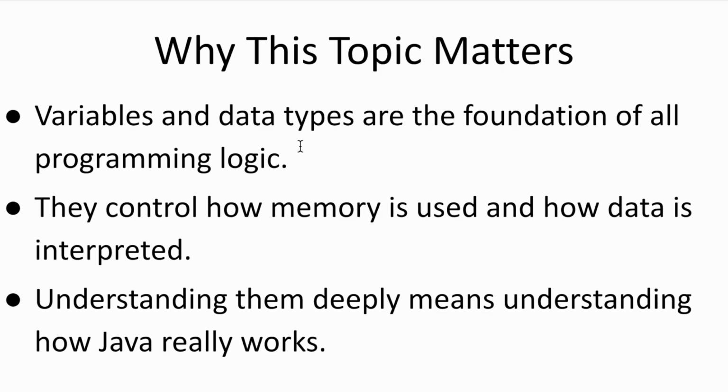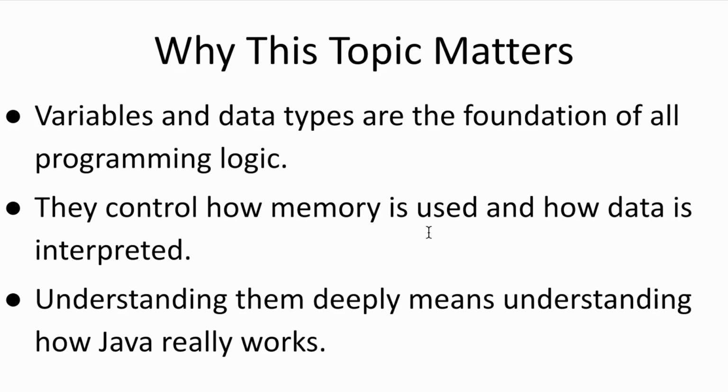Because variables and data types are the foundation of all programming logic. Every decision your program makes, every value it stores, every interaction with memory begins with a variable of a certain type. Without variables, there's no way to store state. Without types, there's no way to interpret data. Together, they define how software behaves and how it communicates with the underlying machine. And also, they control how memory is used and how data is interpreted.